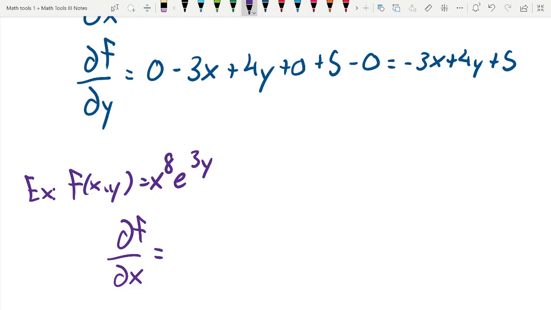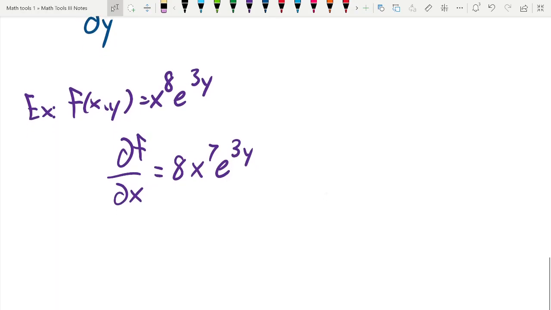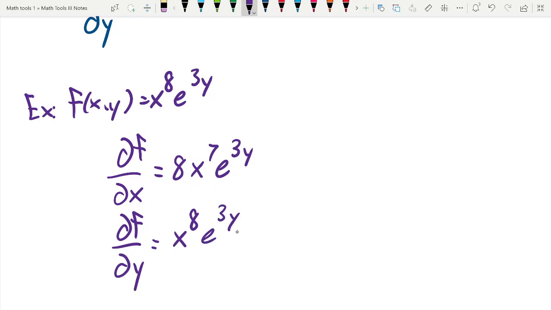And then we'll use the power rule on the rest of it. So this is 8x to the 7th, e to the 3y. Okay. And then same thing for the partial derivative with respect to y, except now we do have to invoke the chain rule a bit here. So x to the 8th is just going to come along for the ride. This is going to be e to the 3y times the derivative of 3y. And when we're talking about the derivative here, we're still talking about the derivative with respect to y. Okay. So this is just going to be 3. So in other words, 3 x to the 8th e to the 3y.